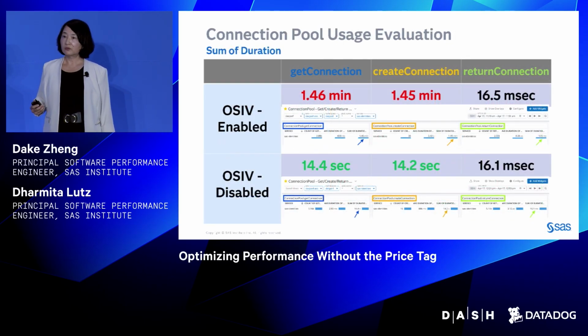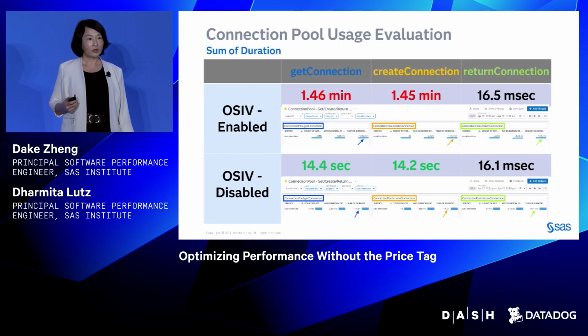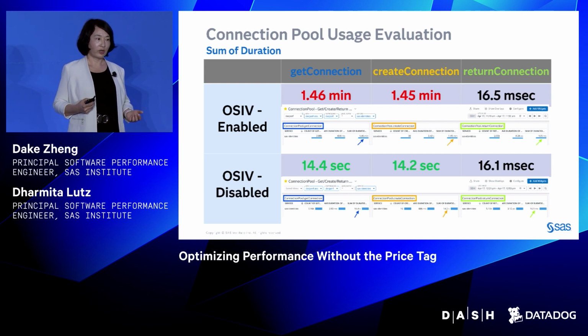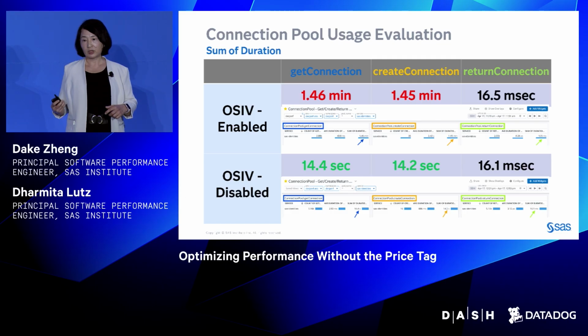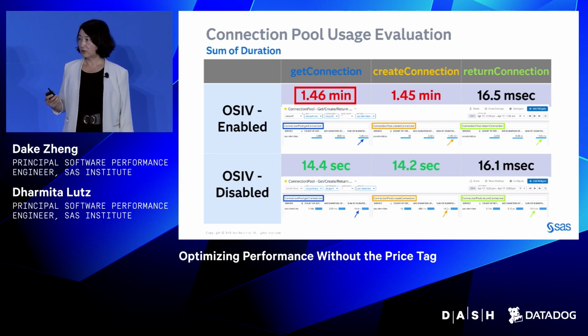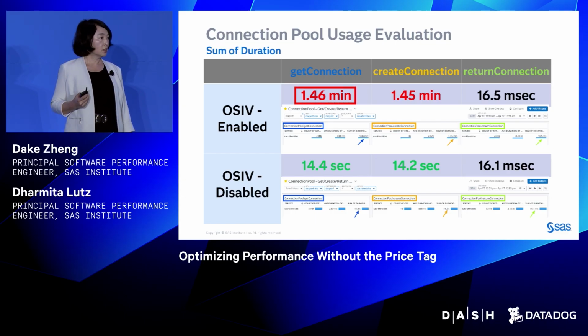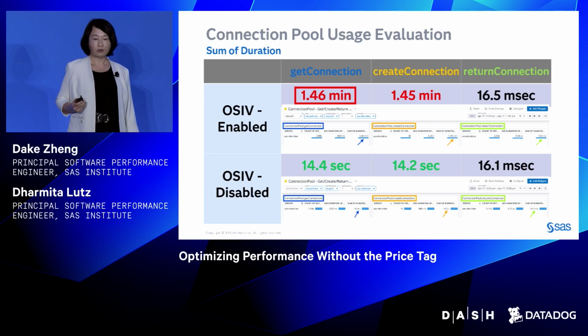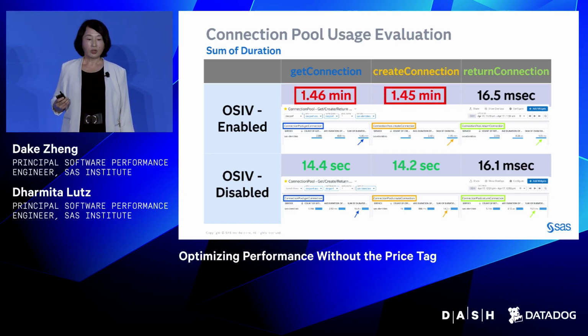We ran a microservice load test to evaluate the OSIV configurations, comparing OSIV enabled and disabled situations, and found that with OSIV enabled, the total time spent in get connection for the test was 1.46 minutes. Nearly all of that, 1.45 minutes, was due to 36 create connection calls, averaging 2.42 seconds each.